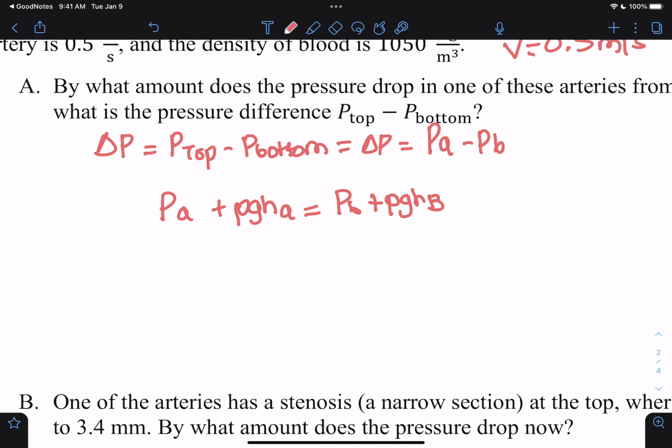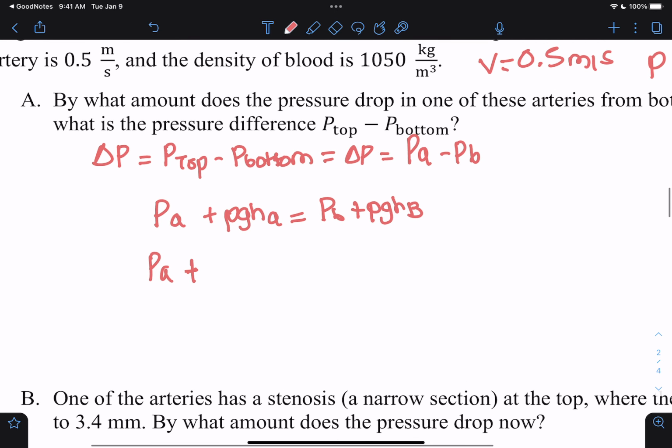But before we start rearranging things, we want to plug things in first so we can visualize everything. PA and PB are unknown to us because we don't have any idea of their pressure values. But we do know the densities and the heights. For the density of blood, they said it was 1,050 kilograms per meter cubed. So 1,050 kilograms per meter cubed times 10 meters per second squared for gravity, times height at A.